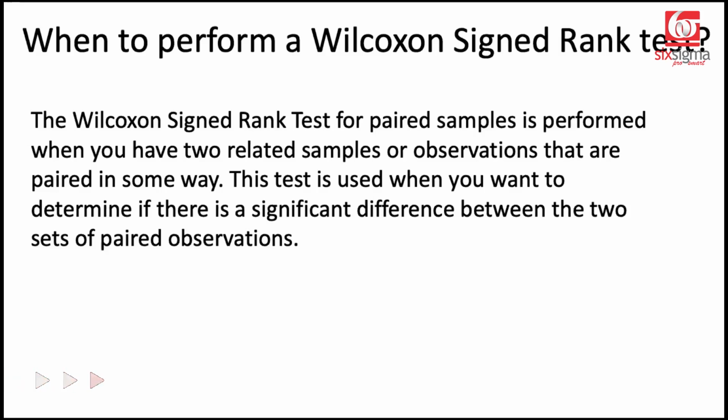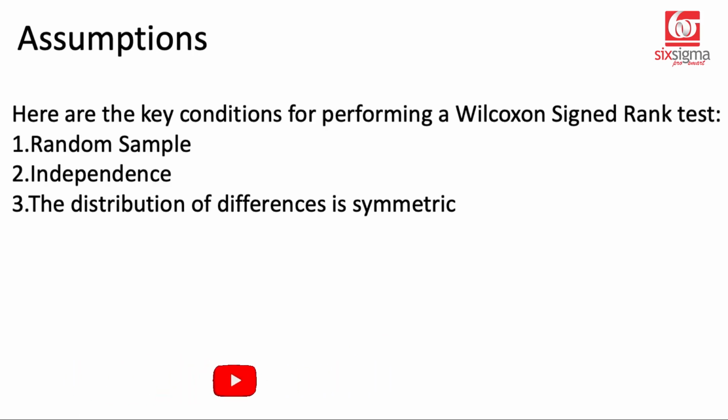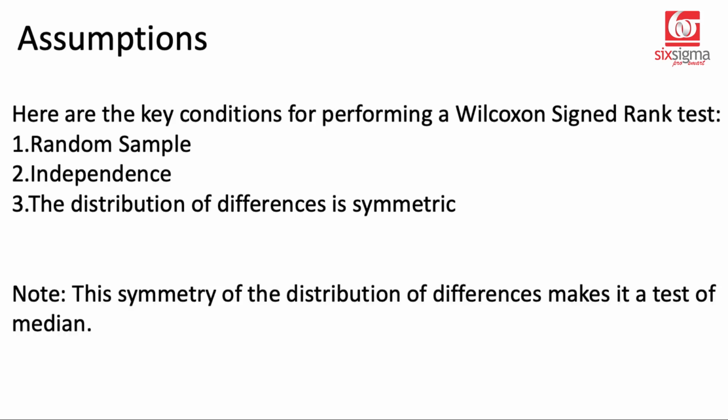Then what are the specific assumptions in case of Wilcoxon Signed Rank Test? A couple of assumptions are common. For example, the sample should have been collected randomly. Within each group, in each sample, we expect independence, but the samples itself are before and after. And another assumption, which is unique here, is that the distribution of differences is supposed to be symmetric. Now, because of this very assumption, we are able to call this a test of median, because symmetry around the differences makes it a test of median.